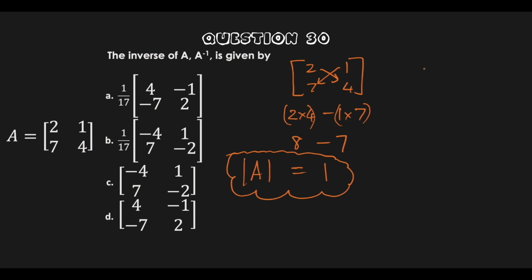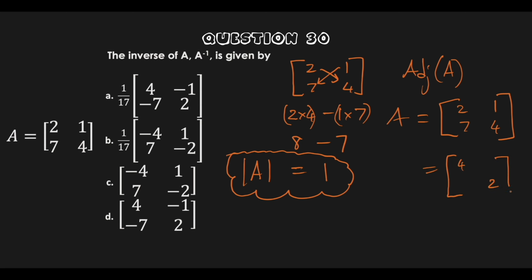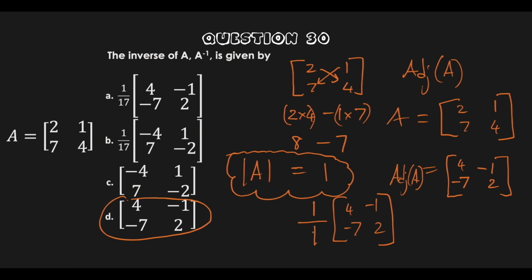The next thing we need is the adjoint of A. In order to do that, we have to take this same expression from A. We're going to swap the 2 and the 4. And then we're going to leave the 7 and 1, but we're going to change the sign. So that's going to turn to negative 1, and this is going to turn to negative 7. So this is the adjoint of A. And once we put them together, we have the inverse. It's going to be 1 over the determinant, which is 1, multiplied by the adjoint, which is 4, negative 1, negative 7, 2. So our answer is this, which is right here. Since the determinant is 1, 1 divided by 1 is 1, so it's the same as leaving it without having this expression here.